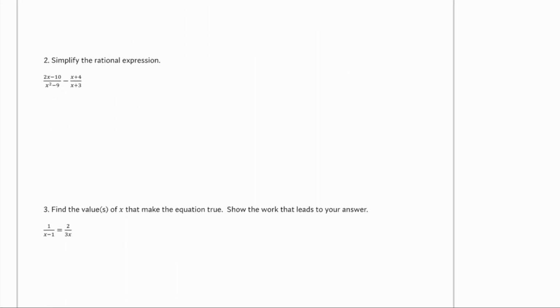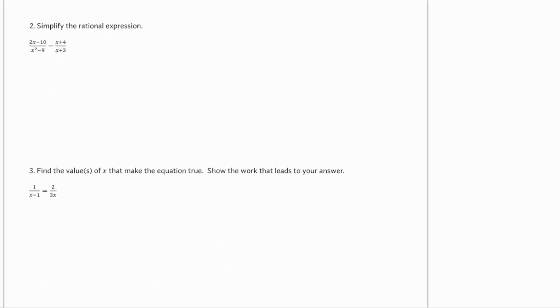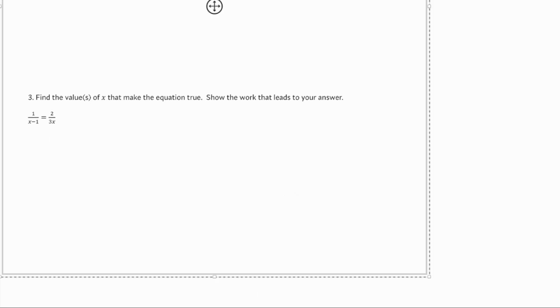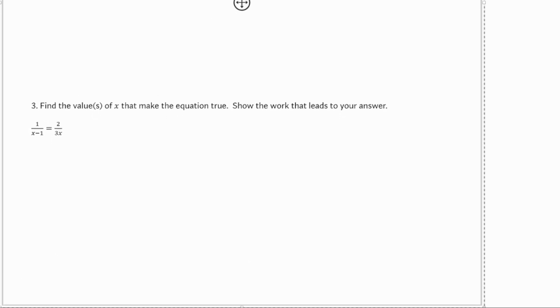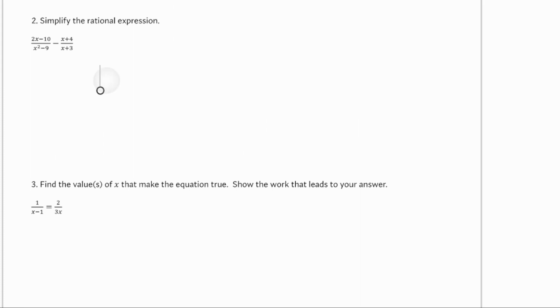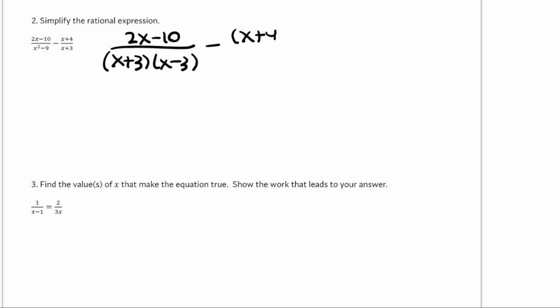Number 2, another simplify, but this one's addition and subtraction. I might make this a little bit bigger. Alright, so if we're simplifying this, we're going to need a common denominator. So I've got 2x minus 10 over x squared minus 9, which I could write as x plus 3 and x minus 3. And then I'm going to subtract x plus 4 over x plus 3.